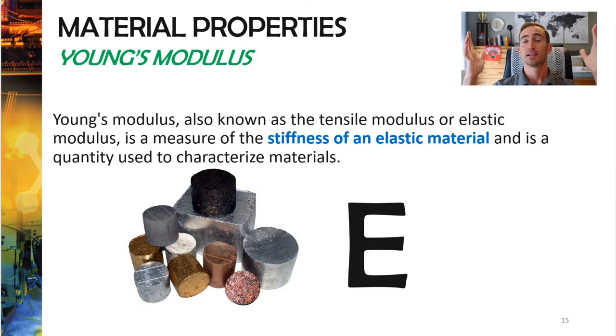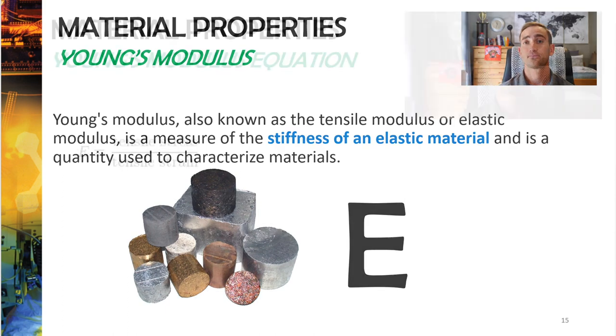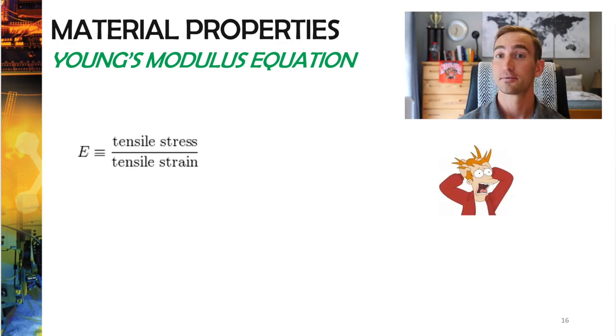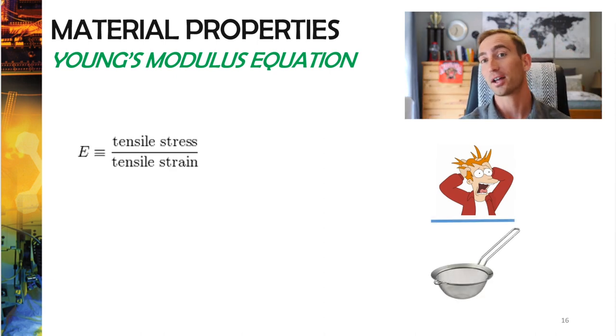Young's modulus. This is the big boy of ENES 102. It's one of the most important letters you're going to learn in this whole class. It's the letter E. And what Young's modulus is, it's essentially the stiffness of an elastic material. It's going to allow you to relate the force that a material is subjected to and how much it stretches. The equation for Young's modulus is tensile stress over tensile strain. So to give you a little silly graphic, it's stress over strain, which there we go, we've got a strainer.